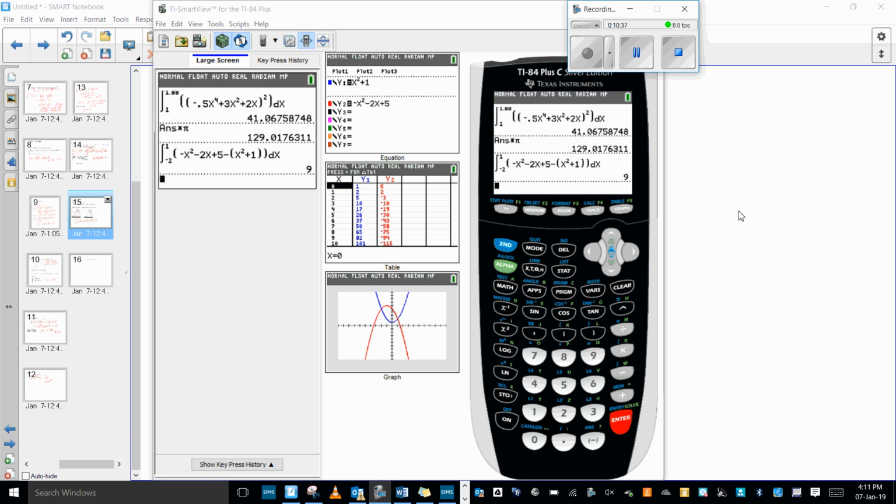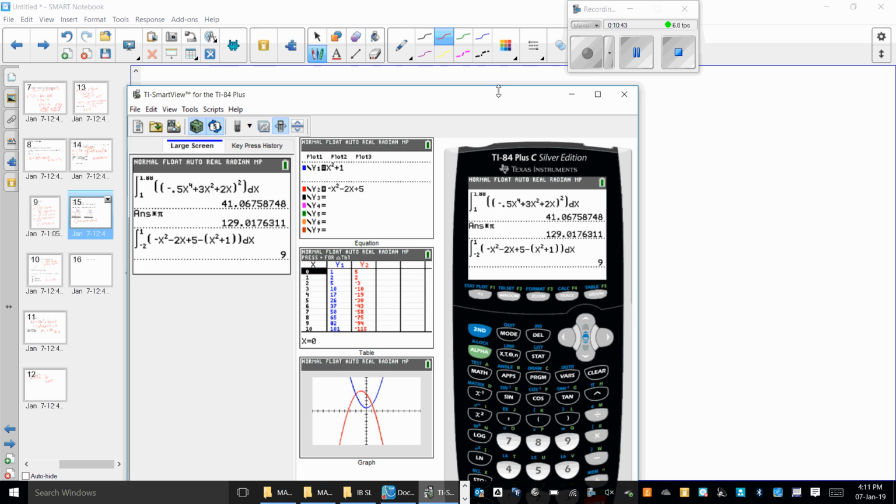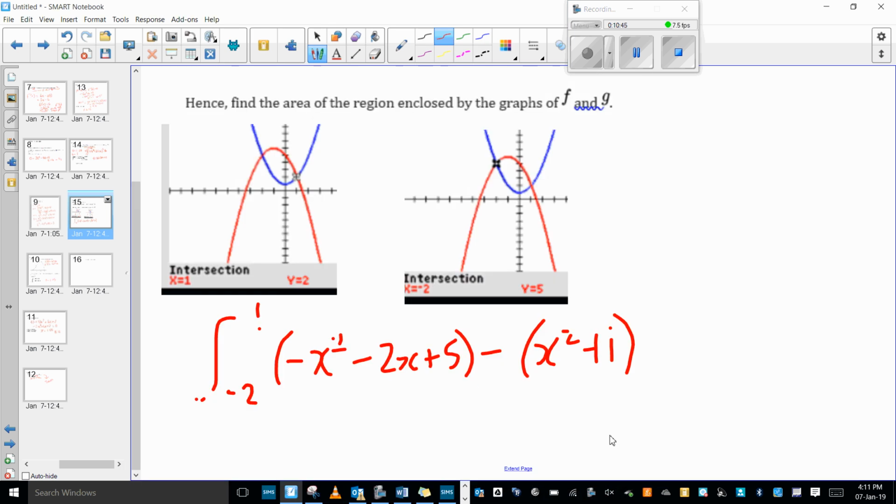So this says it's 9. The mark scheme has something crazy, so I don't know what's gone wrong. It says they've got 0.538. So not sure what's happened there. I'll have to look at that again.